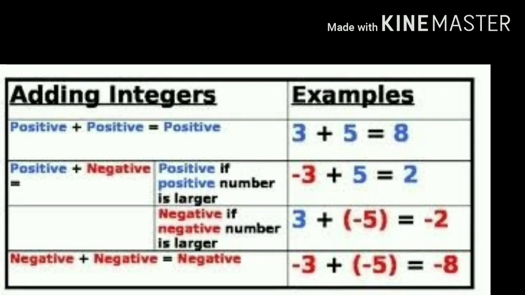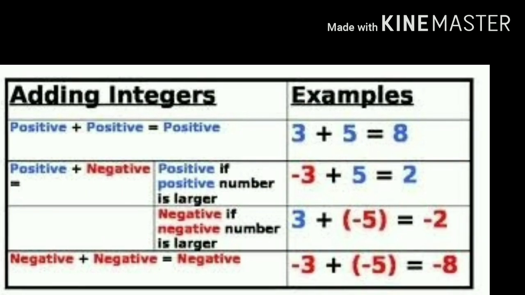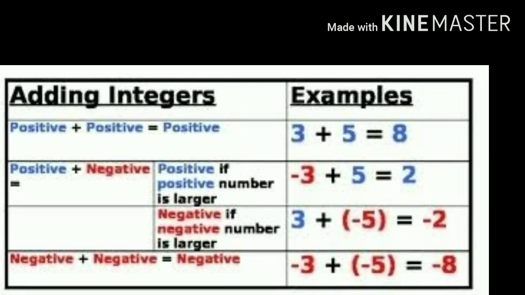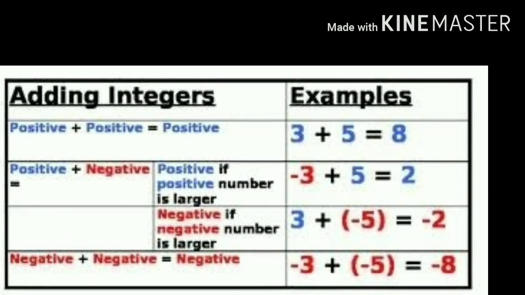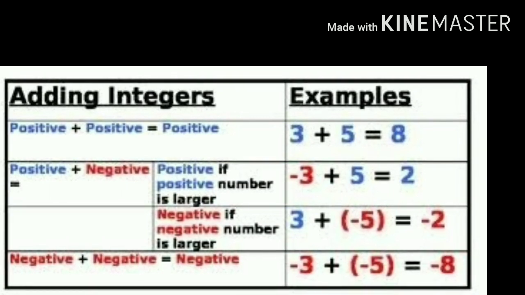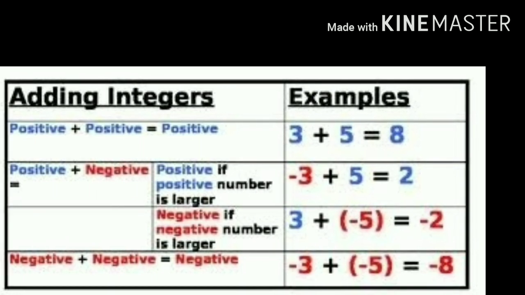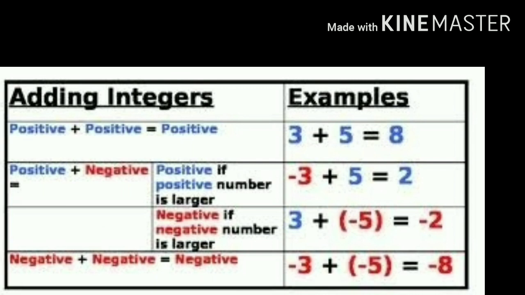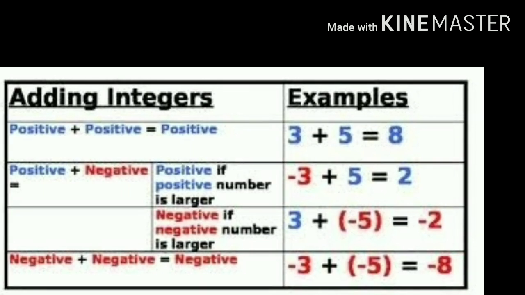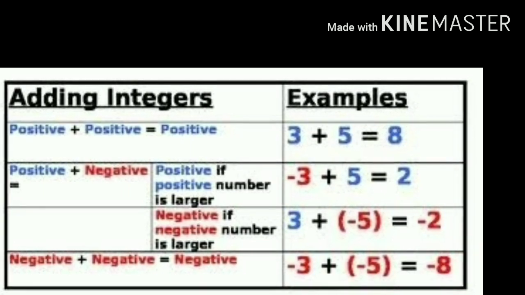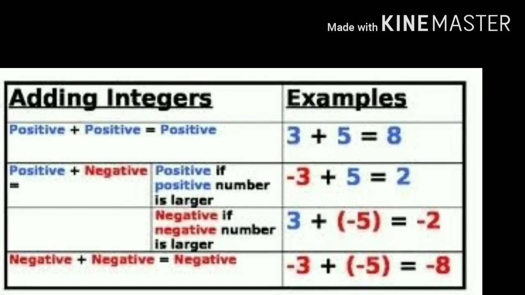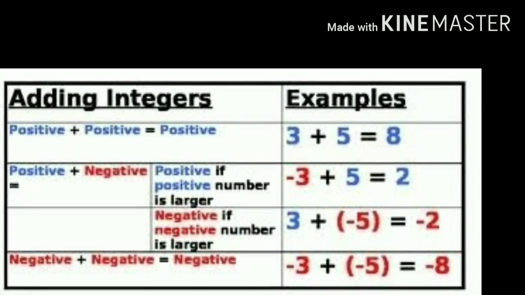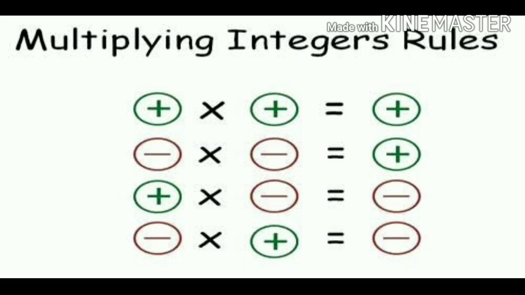These two examples you have to remember. And at the last we have addition of two negative integers. When you add two negative integers, the sum will be always negative. Like here, minus 3 plus of minus 5 will be equal to minus 8. Remember these examples. Now we shall look at the rules for multiplication of integers.